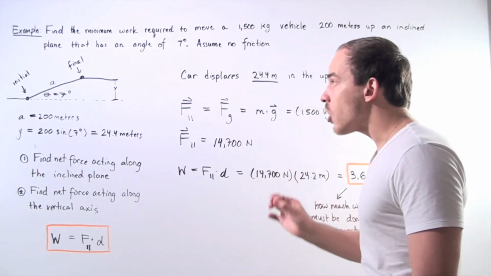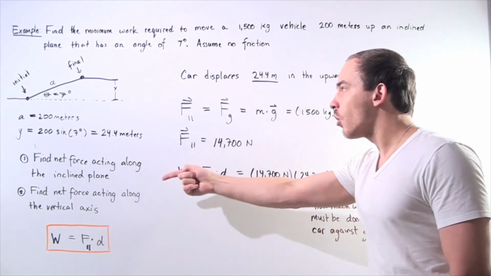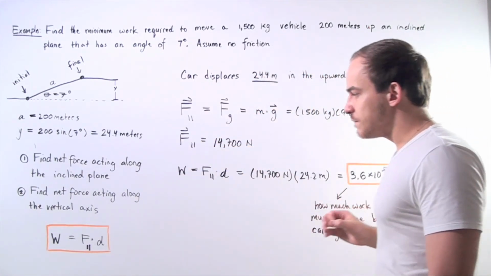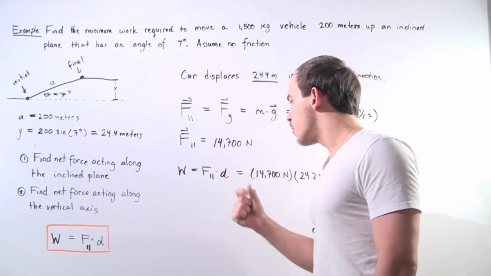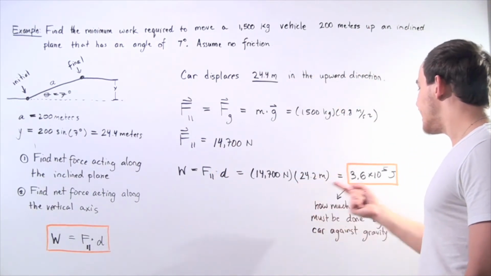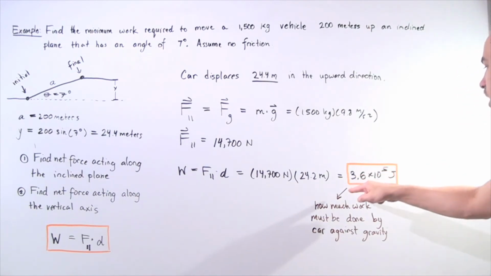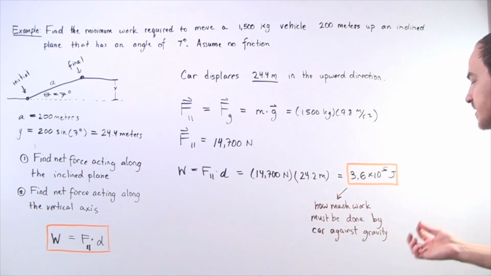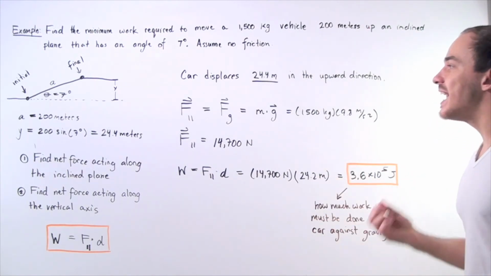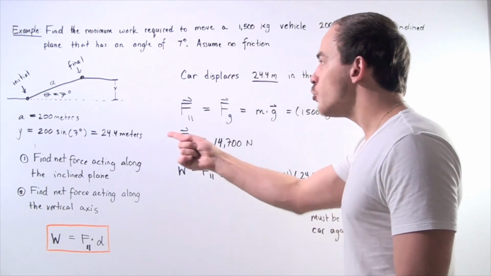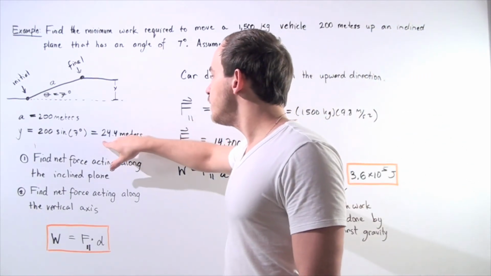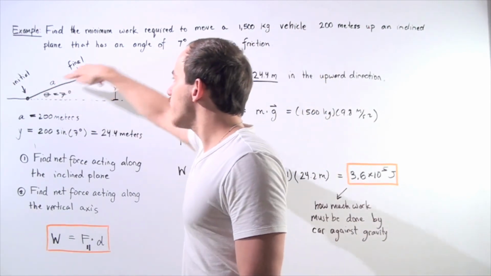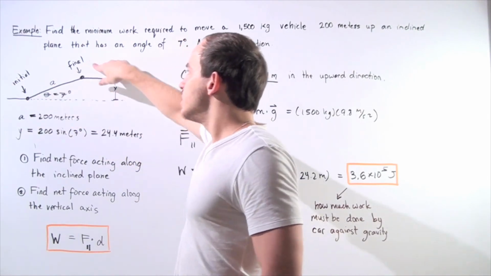So that means the car must exert at least this force to push the car up, a minimum of this force. To find the work, we simply take this force multiplied by displacement and we get the following value: 3.6 times 10 to the 5 joules. This is how much work must be done by the car against the force of gravity to move the car a distance of 24.4 meters along the y-axis. So to move the car along our inclined plane from the initial point to the final point.